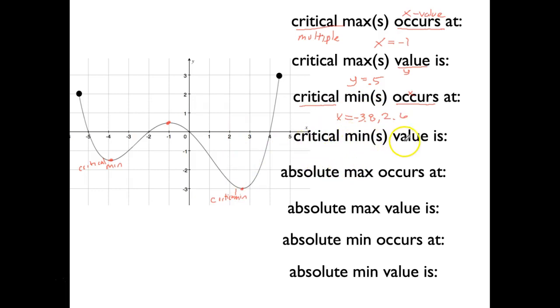Okay, and the critical min value, that is the y. Where are the y values? Well, let's try to make a match up here. First, I wrote negative 3.8, so let's do the y value for that one. Looks like negative 1.5 maybe, negative 1.5. And the other one is negative 3.